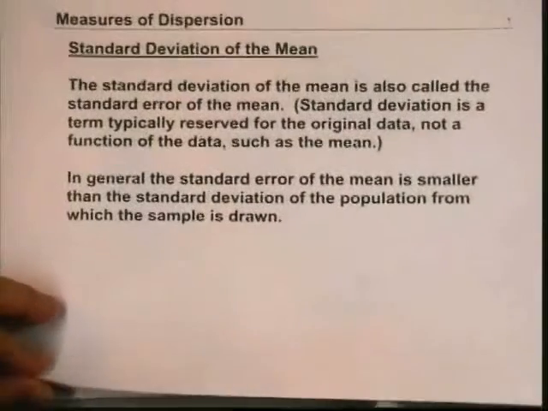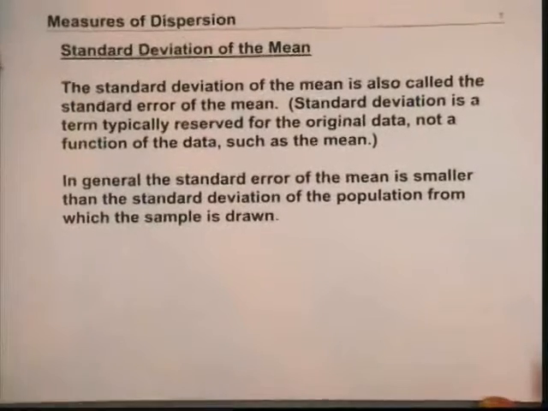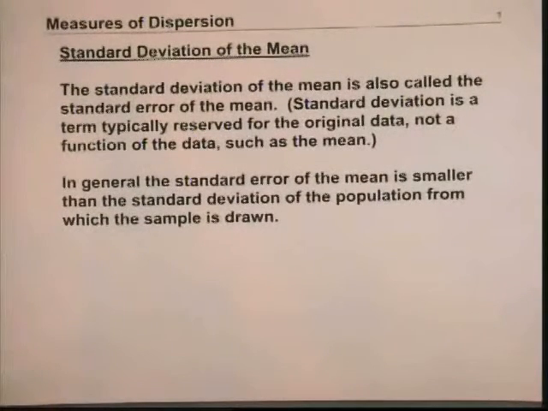The standard deviation of the mean is also called the standard error of the mean. Typically, we reserve the term standard deviation for raw data, the y's. Whenever you look at the standard deviation of a function of the data, we call it the standard error of whatever the function is. So the mean is a function. Standard deviation refers to the raw data. Standard error of the mean means we've taken a function of the data and we've computed that standard deviation. So in general, we can always say that the standard error of the mean is smaller than the standard deviation of the population from which the sample is drawn. And we demonstrated that here with our sample of size 2.